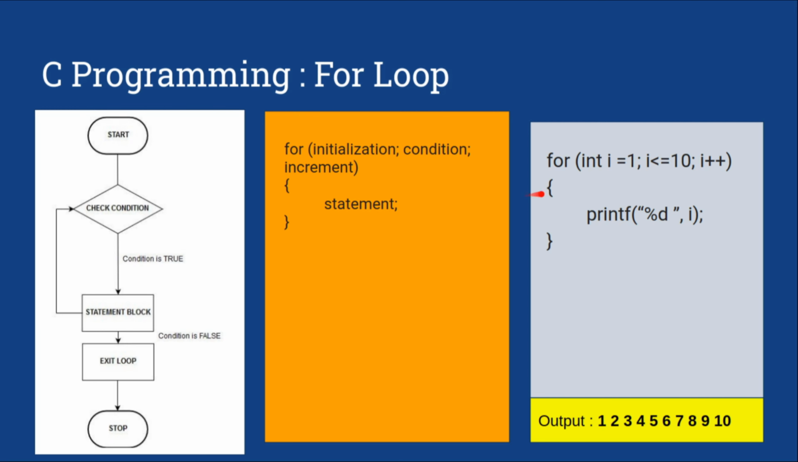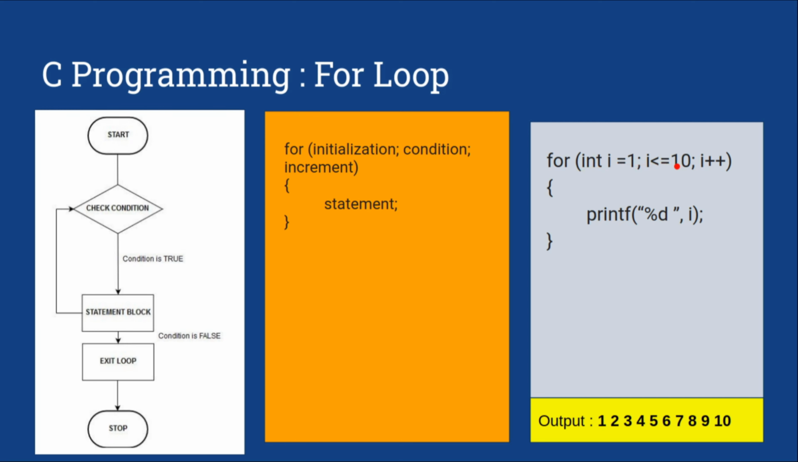For example, we have one example here: for int i = 1; i <= 10; i++. How will it execute? In this block we write printf("%d", i). We are printing a value here. So int i = 1. The value of i is 1 at the first execution, right? And it will check if i is less than or equal to 10. Yes, it's less than 10.